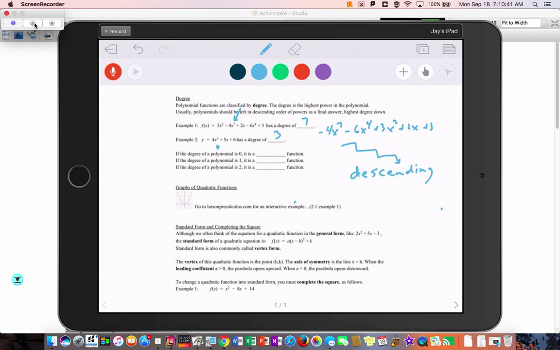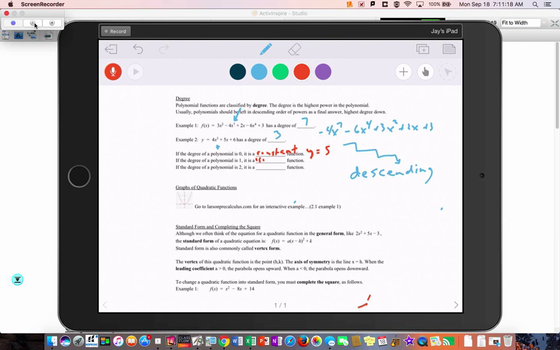Then we have a few more examples. The degree of polynomial 0 is a linear function. We just got done looking at those in chapter 1. This would be like 3x plus 2. A degree, or excuse me, that's down here. So the 0 function is a constant. That's just simply y equals 5.